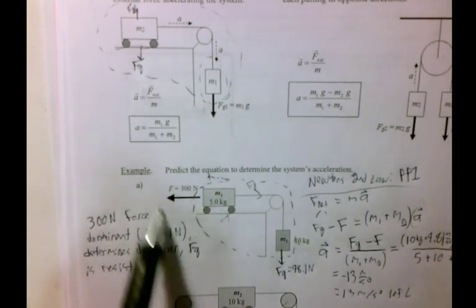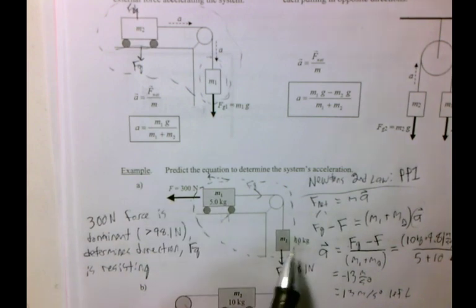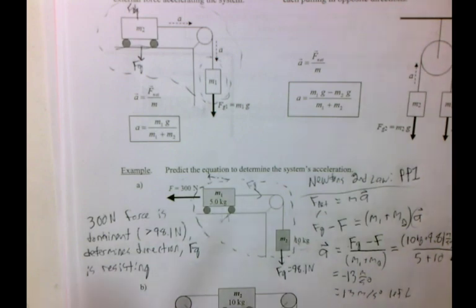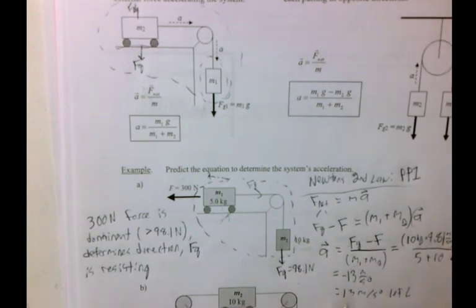So this 300 Newton force is bigger. It's our dominant force. This mass 2, which has gravitational force of 98.1 newtons, is going to resist that. It'll slow it down. So our net force would be 300 minus 98.1, right? And that would be going to the left. Or you could write it, right? 98.1 minus 300. We'll get a negative answer, which means we're moving to the left.